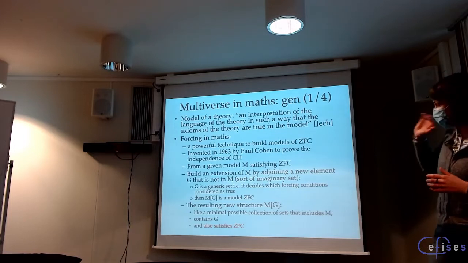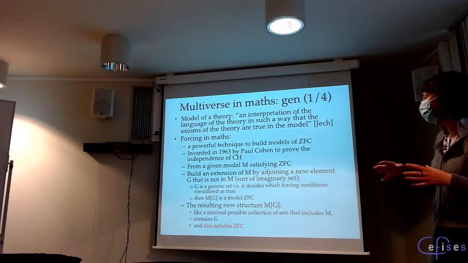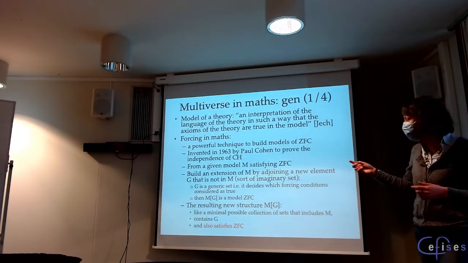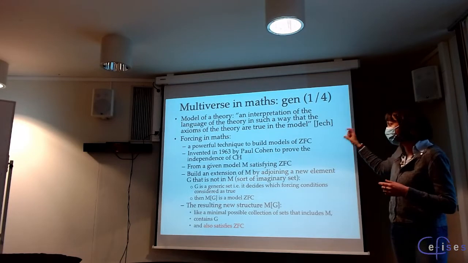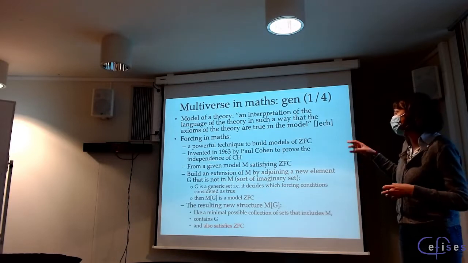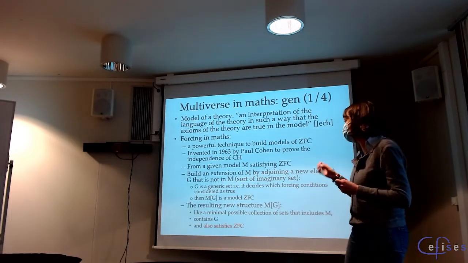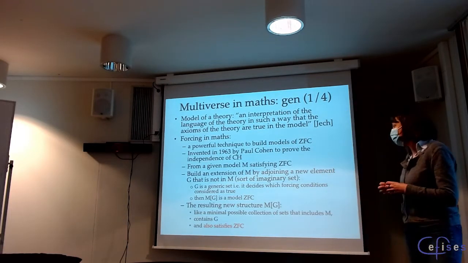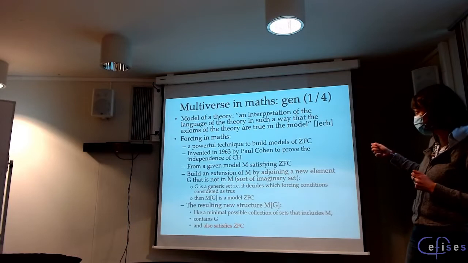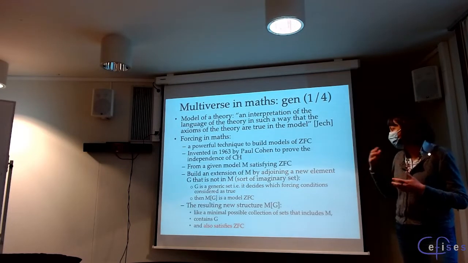He starts from a given model that is satisfying the theory, and then he builds an extension of that model by adjoining a new element that is outside of this ground model. You can consider G as a kind of imaginary set. It is built in a way that is what we call a generic set, which decides the forcing conditions that are true. So the forcing conditions are the conditions that allow you to give CH a given value.